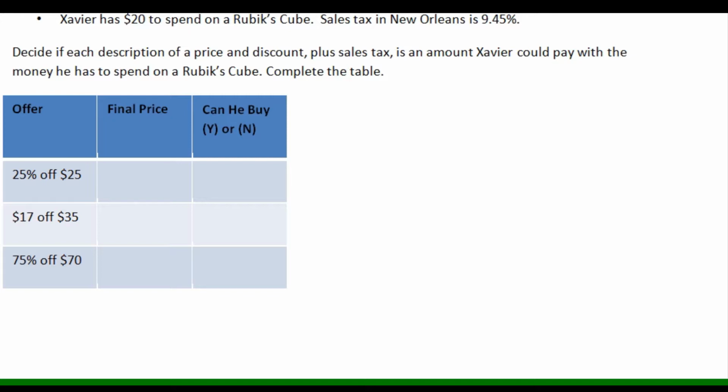The second offer is $17 off $35. So the first step for this one, we have to do $35 minus $17, and make sure you do not get dollars off confused with percent off. So the first step, all we have to do is subtract, and this is equal to $18. So $18 represents how much the Rubik's Cube is after the discount but before sales tax.